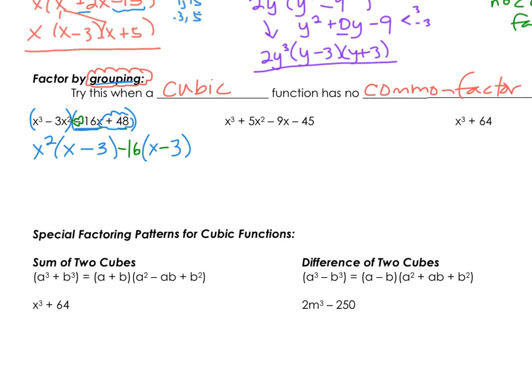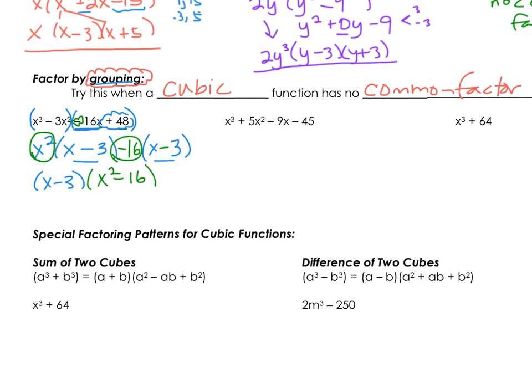And the nice thing about doing this is that we get a match, just like we did before in chapter 4. X minus 3 is one parenthesis, and then we take those parts on the outside, x squared minus 16, and that's our other parenthesis.